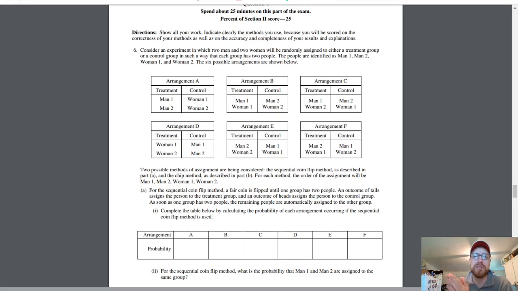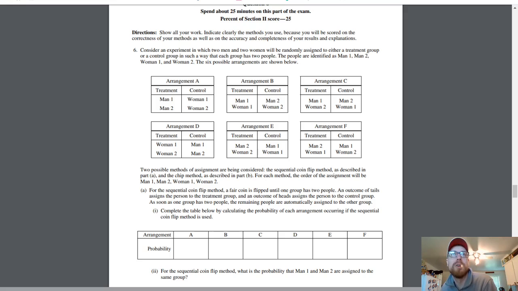All right, number 6. So this is the long one, essentially. The general idea of this one is talking about random assignment and showing why sometimes you really need to be a little more specific than we just randomly assign, because you can do it wrong in ways that aren't actually helpful.